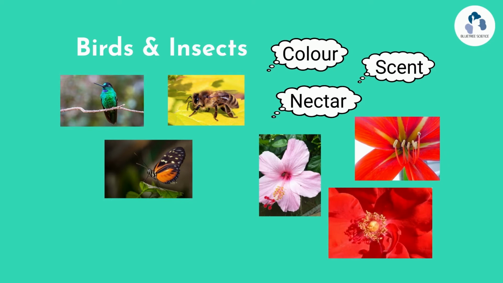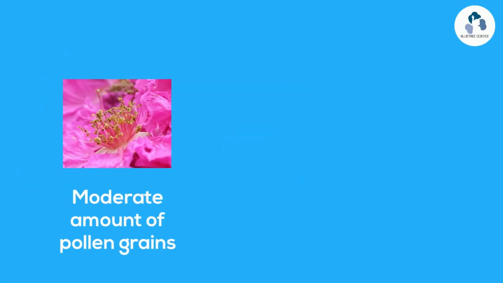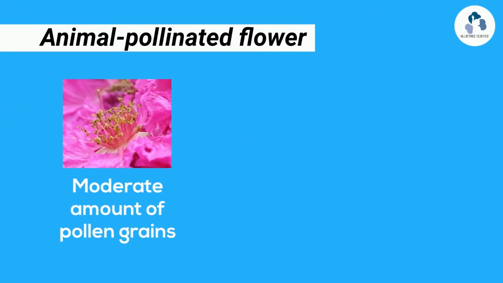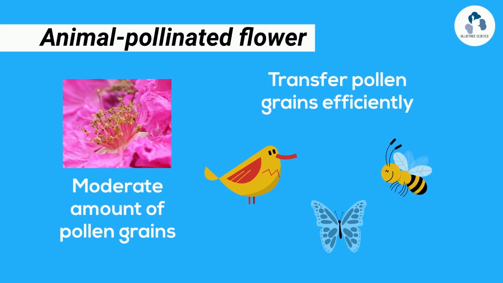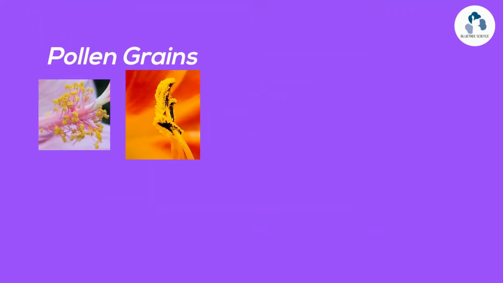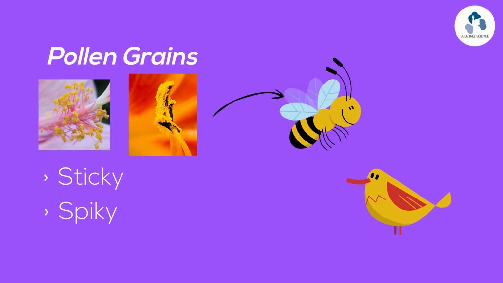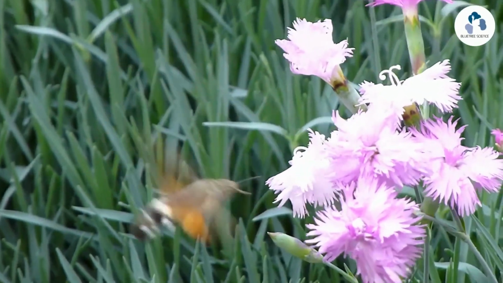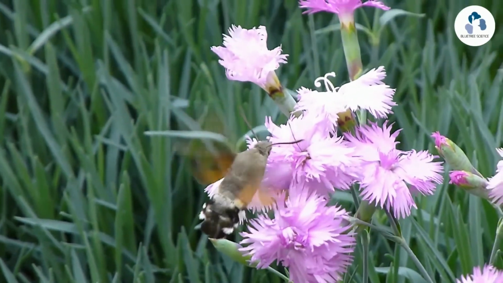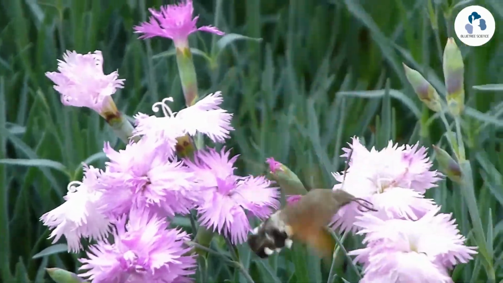The pollen grains of an animal-pollinated flower are usually in moderate amount, as pollinators transfer pollen grains efficiently. These pollen grains are usually sticky or spiky, so that they would stick on the insects or animals well as they flit from flower to flower, transporting pollen grains.